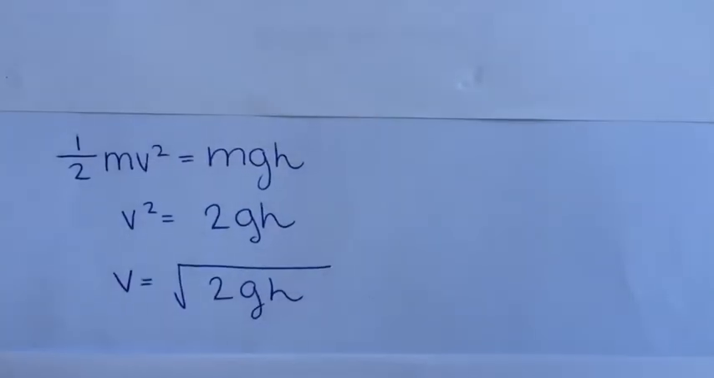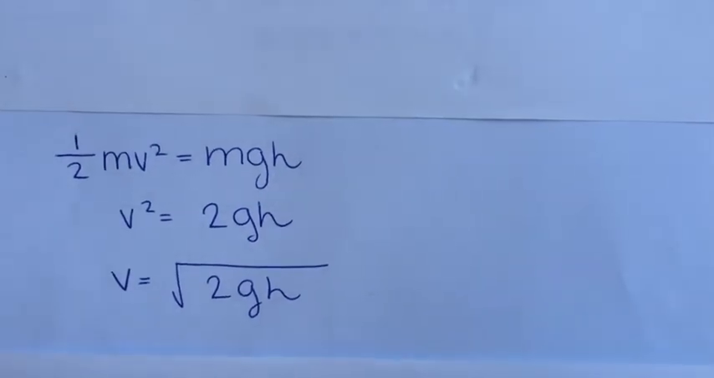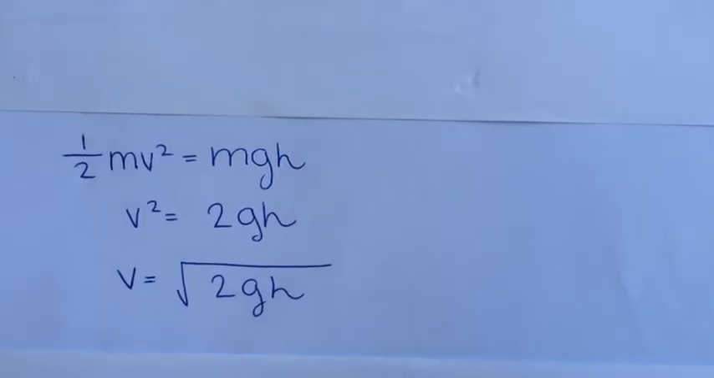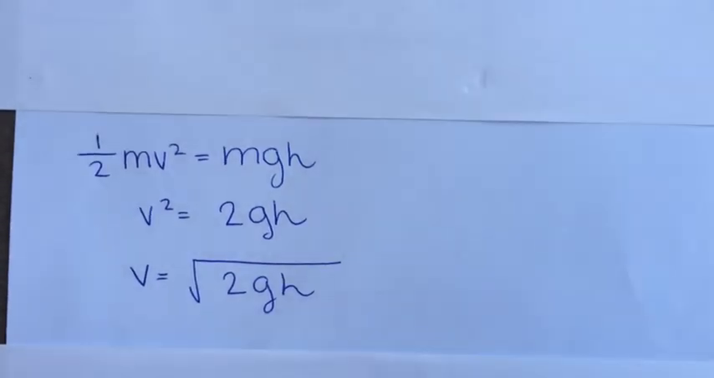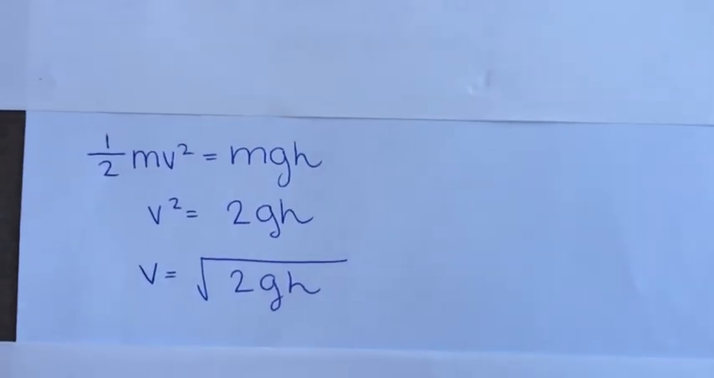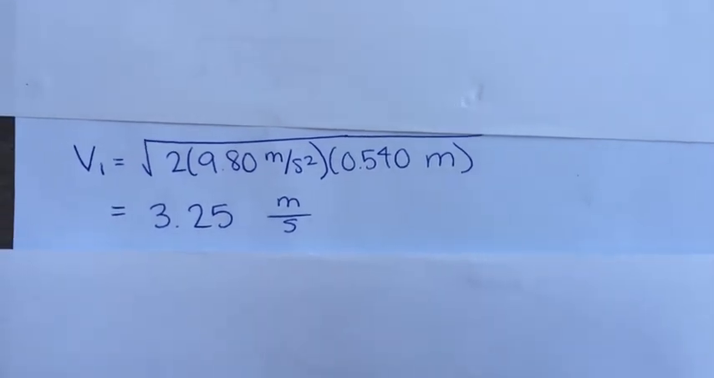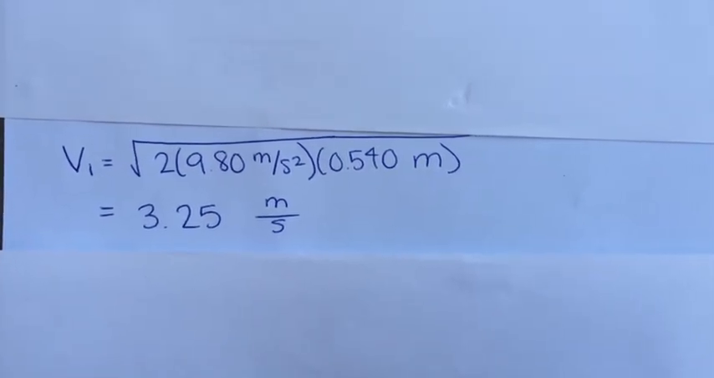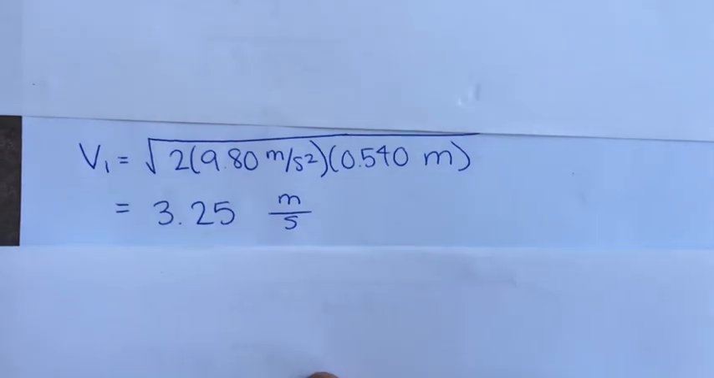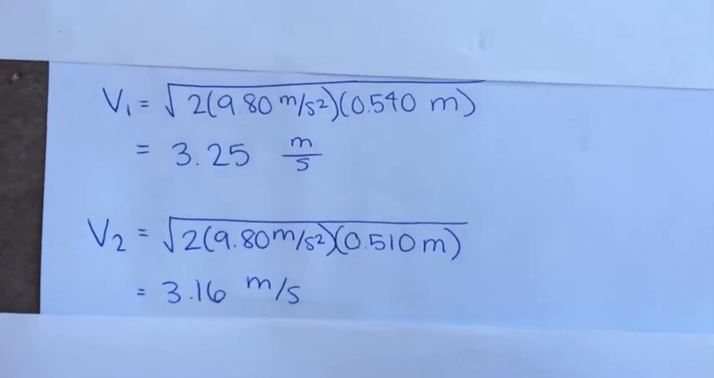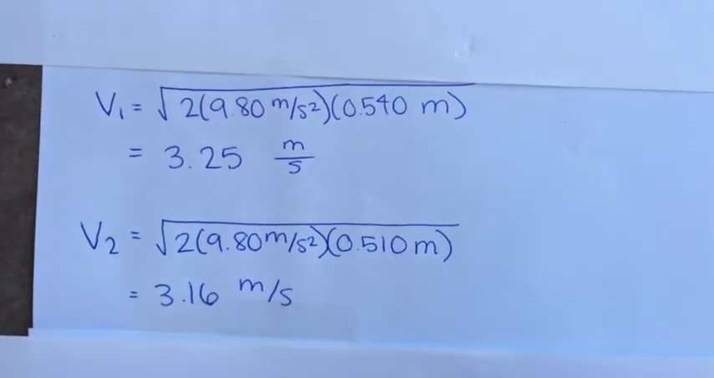To find the speed of the water droplets, we use 1/2 mv squared equals mgh. Solve for v, and we get v equals the radical of 2gh. Plug in the numbers for the first drop, and we find that the velocity is 3.25 meters per second. And then we move on to the second droplet and find that the velocity of that is 3.16 meters per second.